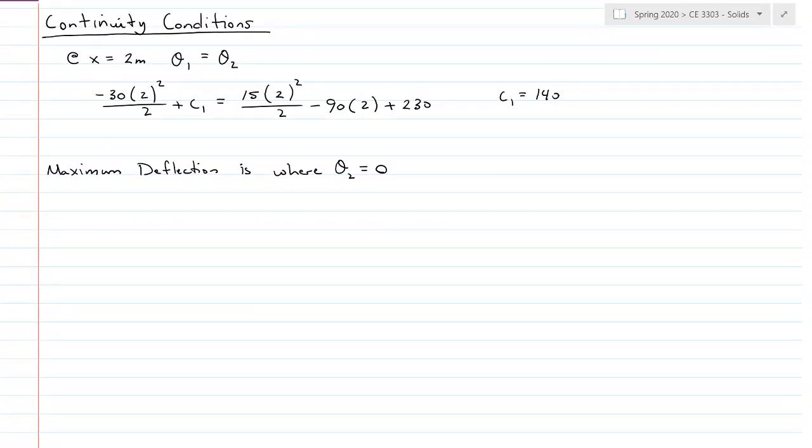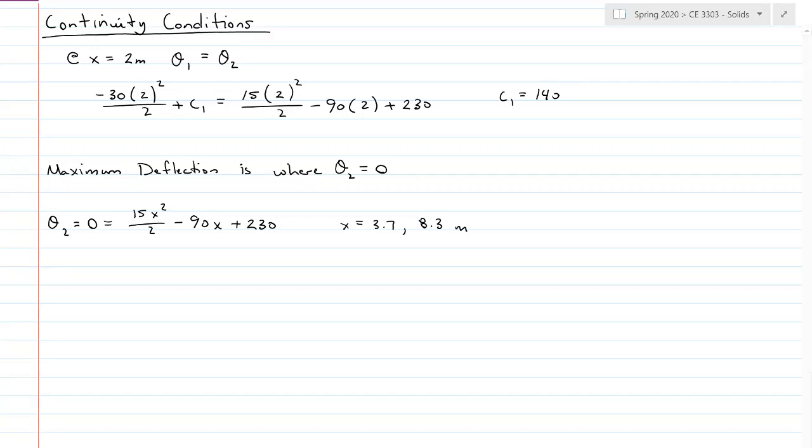So down here we go. We will have 0 is equal to 15x squared divided by 2 minus 90x plus 230. So this is my theta 2 equation, by the way. All right, and I'm going to solve for x because x is going to be where theta is equal to 0, and we get 3.7 and 8.3 meters for our two answers.